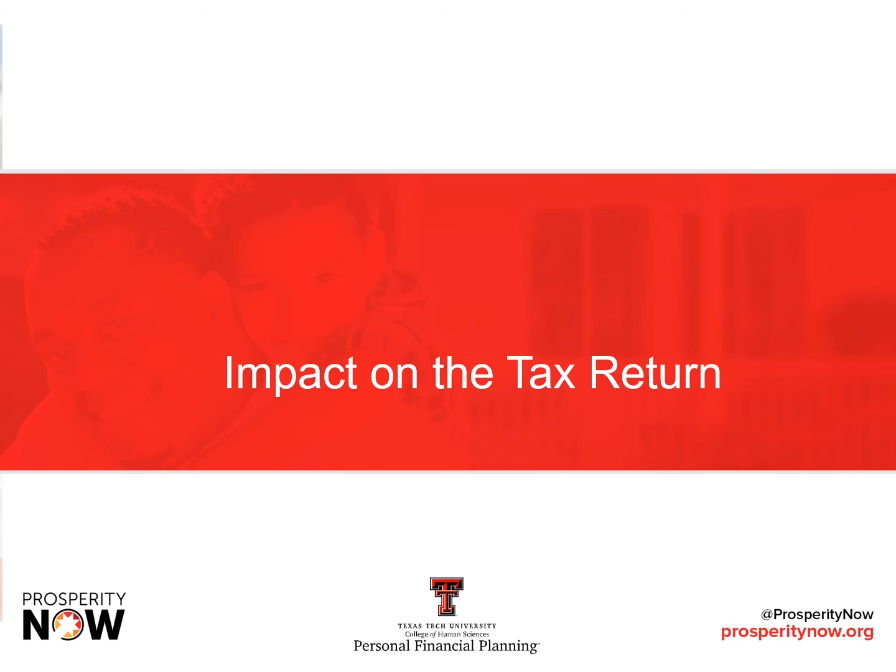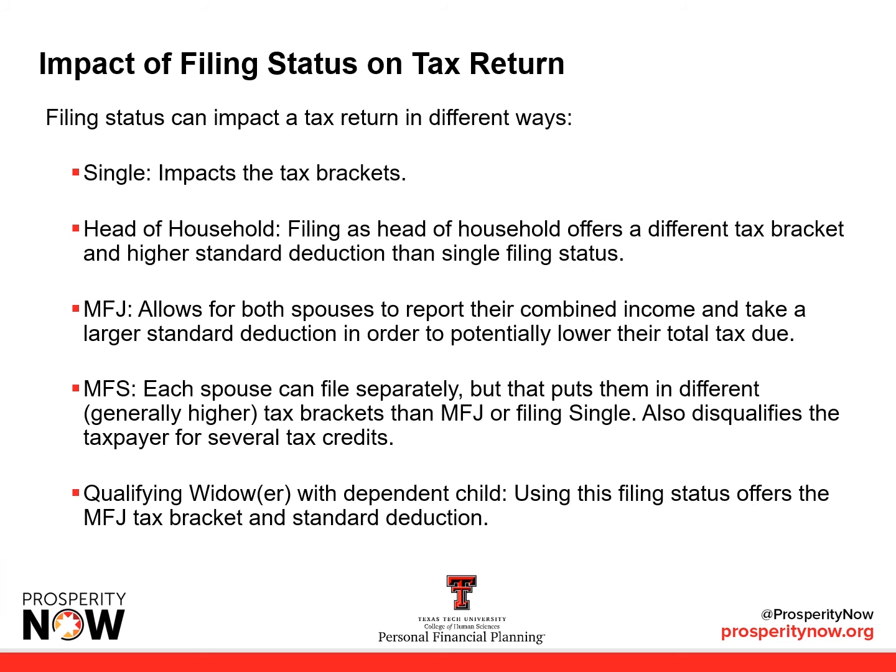So let's talk about the impact on the tax return. Filing statuses can impact a return in different ways. For example, if you're filing single, you can impact your tax bracket. Filing head of household offers a different tax bracket and a higher standard deduction than single filing status. Married filing joint allows both spouses to report their combined income and take a larger standard deduction in order to potentially lower their total tax due.